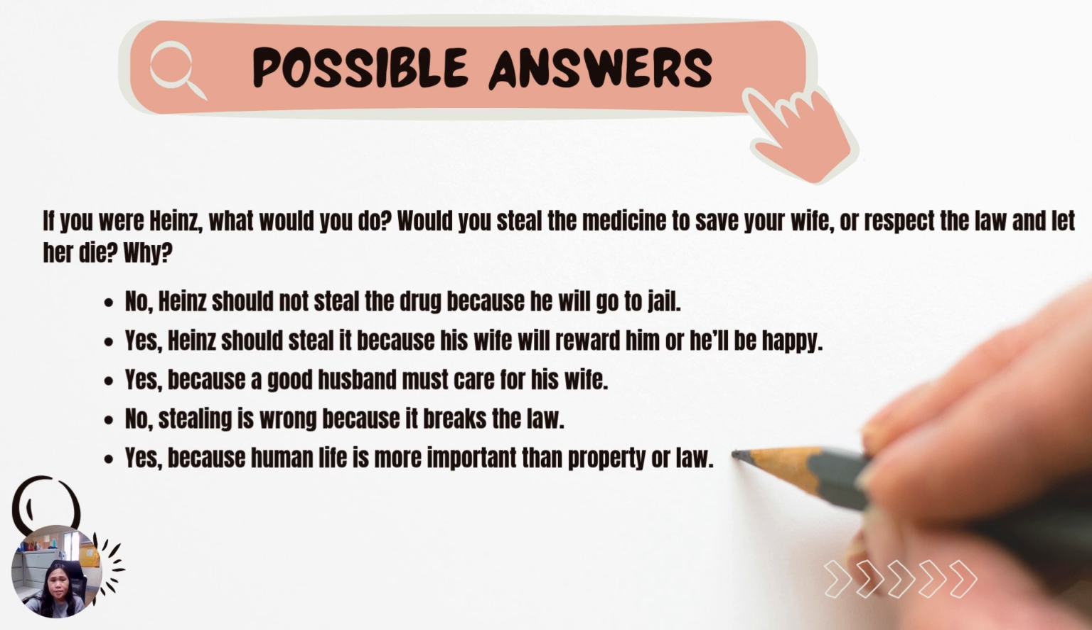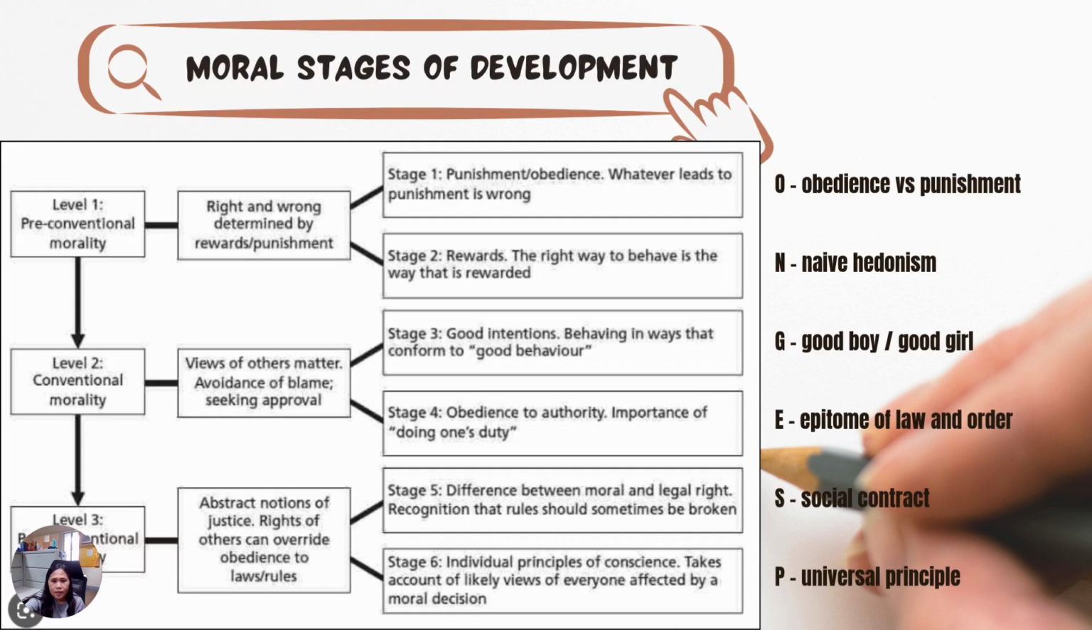So, whatever your answer is to the Heinz dilemma reflects a particular stage of moral development. Each response reveals how we reason about right and wrong based on our values, experiences, and sense of justice. To understand this more clearly, let's move on to the next slide and explore Kohlberg's six stages of moral development. Here we'll see how moral reasoning evolves from simple obedience to universal ethical principles.